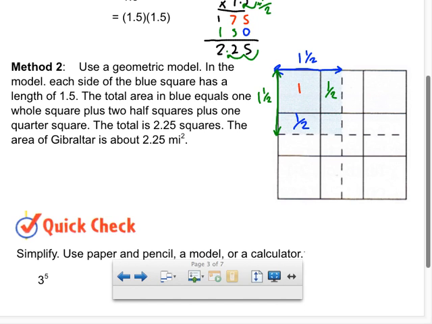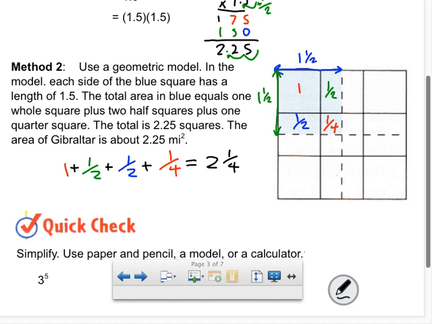And then this part right here, how much of a square is this? That's a quarter, right? Now watch this, and you'll see what they mean by modeling it. If I add all these up, I have one whole square. I have a half of a square. I have another half of a square. And then I have over here a quarter of a square. Well, if I take the sum of all of these, what's that going to be? What's 1 plus a half plus a half plus a quarter? 2 and 1/4. It's going to be 2 and 1/4, right?